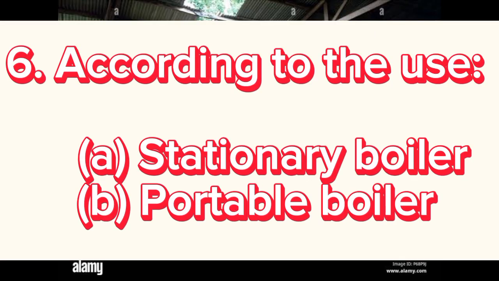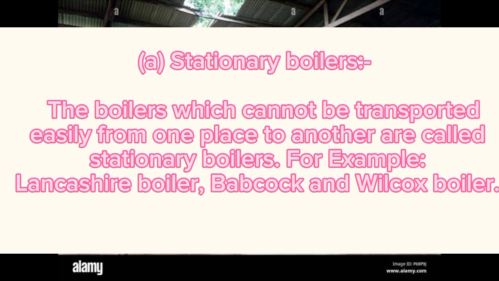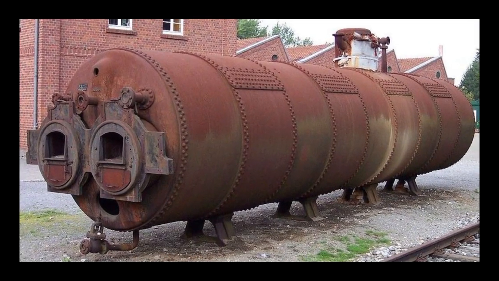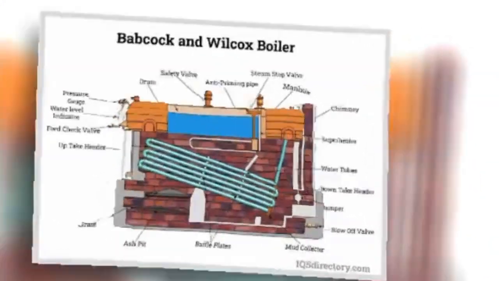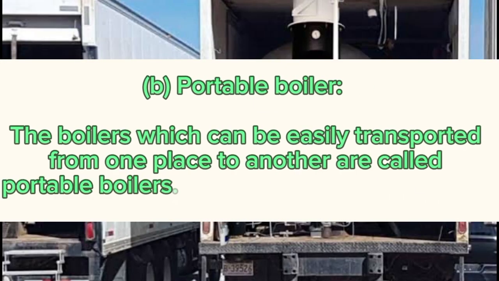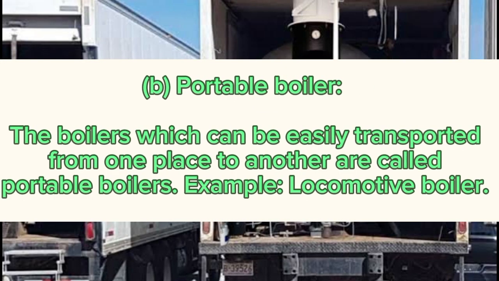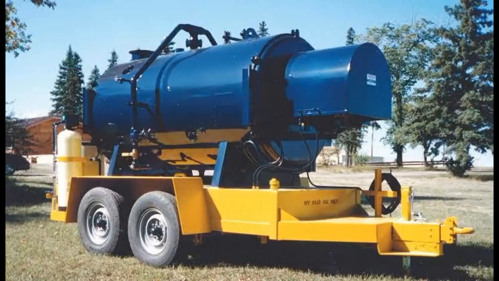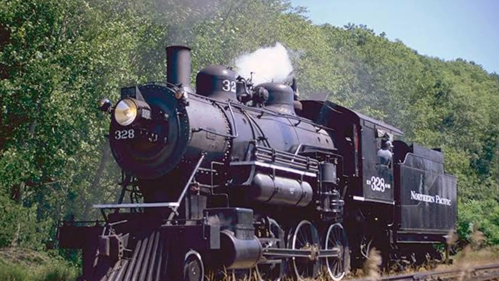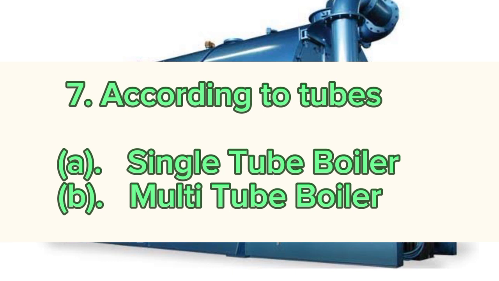6. According to the use. A. Stationary boilers, the boilers which cannot be transported easily from one place to another, are called stationary boilers, for example, Lancashire boiler, Babcock and Wilcox boiler. B. Portable boiler, the boilers which can be easily transported from one place to another, are called portable boilers. Example, locomotive boiler.